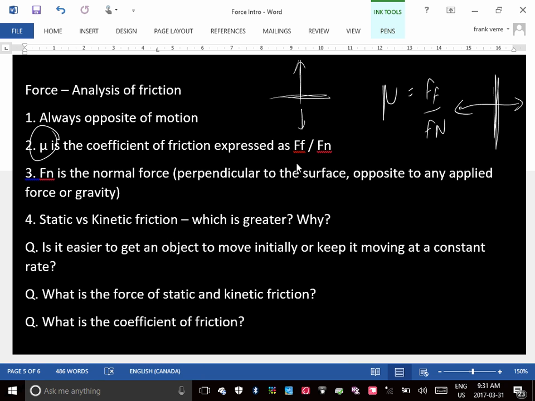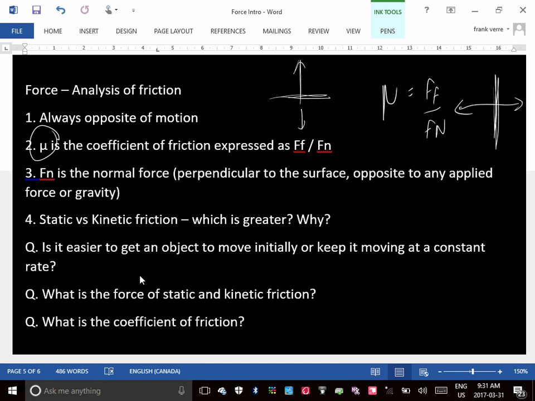Now, there's two types of friction. We still use the exact same equations to analyze them. It's still F equals ma. It's still mu equals Ff over Fn. But the two types of friction that we talk about are static friction and kinetic friction. Static friction is the amount of friction that you have to overcome to start moving something. Static means not moving. And kinetic friction means the amount of friction required to keep something moving.